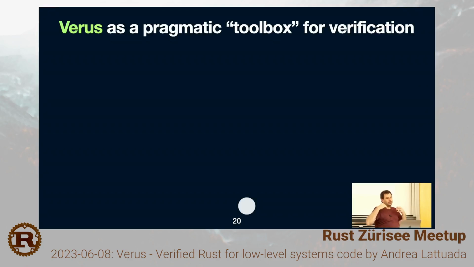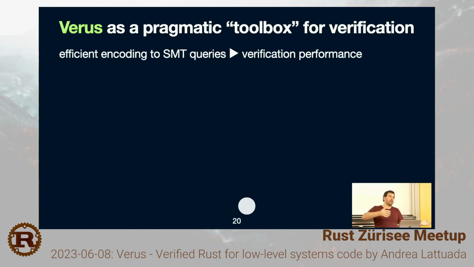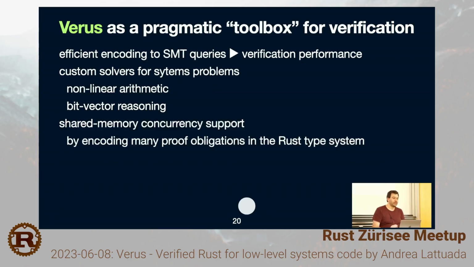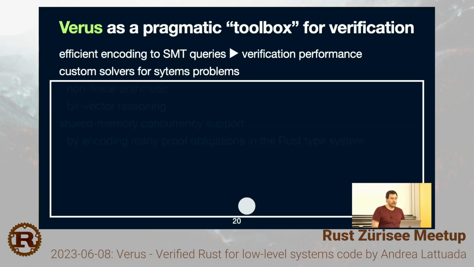OK, so generally speaking, we're designing Verus as a pragmatic toolbox for verification. We've seen that we want to encode to SMT queries efficiently, so we get good verification performance. We have support for things other than Z3, and separate Z3 modes to reason about specific things that come up a lot in systems software, like nonlinear arithmetic and bit vectors. And also, we've been working on shared memory concurrency support. So if you want to reason about concurrent programs, we have techniques to do that. And this is based primarily on work done at CMU by Travis Hance and other folks.